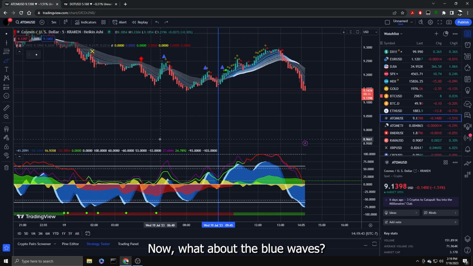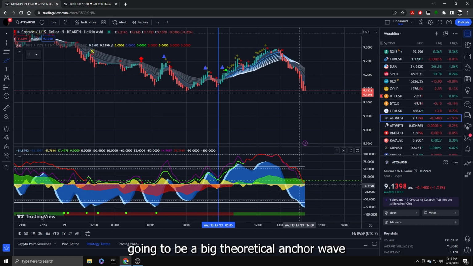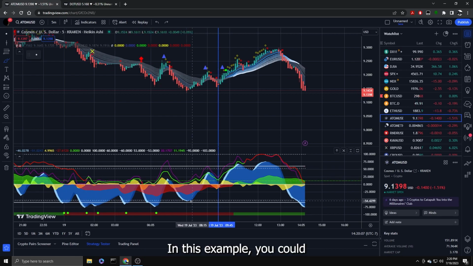Now, what about the blue waves? Do we have an anchor wave and a trigger wave? Yeah, we kind of do. This anchor wave is not as deep as I would like. I usually like them down here past this solid line at least. A green dot is nice too. Like, see, this one's going to be a big theoretical anchor wave. If you get a trigger wave after that, I like this one as an opportunity. But this is all we know at this point, okay, in this example.